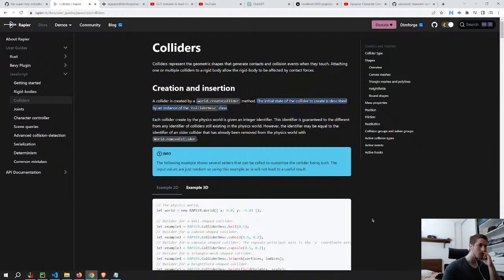The initial state of a collider to create is described by an instance of the ColliderDesc class. Each collider created by the physics world is given an integer identifier. This identifier is guaranteed to differ from any identifier of a collider still existing in the physics world. However, the identifier may be equal to the identifier of an older collider that has already been removed from the physics world with world.removeCollider.